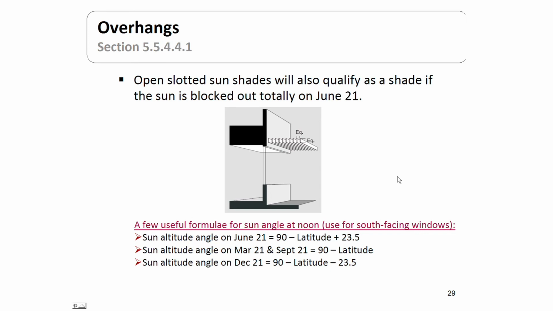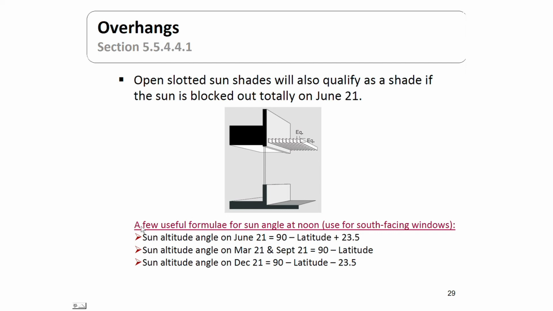Some of these slotted sunshades can also be regarded as acceptable for this exemption if they block out the sun totally on June 21st. That's the main requirement there.